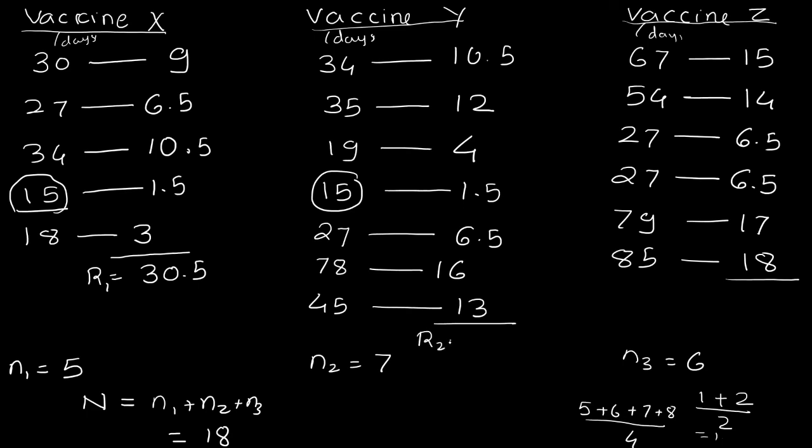Then vaccine Y. The ranks of vaccine Y will be 10.5 plus 12 plus 4 plus 1.5 plus 6.5 plus 16 plus 13, that comes out to be 63.5. Next, vaccine Z, the R3, the sum of all the ranks will be 15 plus 14 plus 6.5 plus 6.5 plus 17 plus 18, that comes out to be 77. Okay, so R1, R2, R3 have been found. Next step is substituting it in the test statistic H. Now H is given by what? 12 upon n(n plus 1).